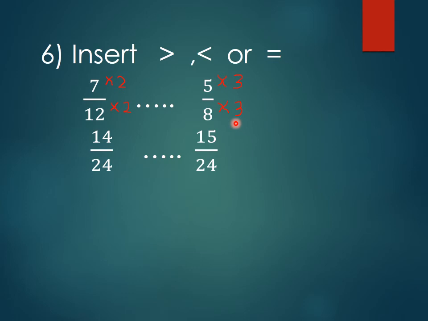Now 14 over 24, 15 over 24, we can decide this is the larger one. Then this is the symbol. Then from the original two fractions we have to write this is the larger one.